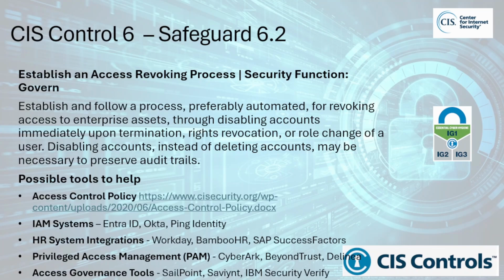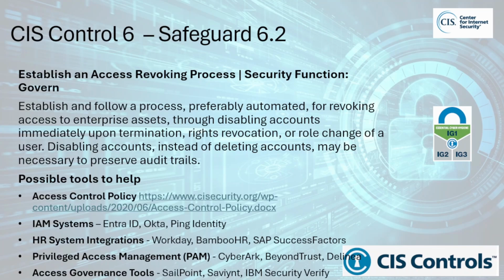Key elements include ensuring access is revoked promptly when users change roles, leave the organization, or no longer need access, integrate revocation with HR and IT workflows to automate offboarding, maintain audit logs of access revocation for accountability and compliance, and periodically test the process to ensure effectiveness and timeliness.